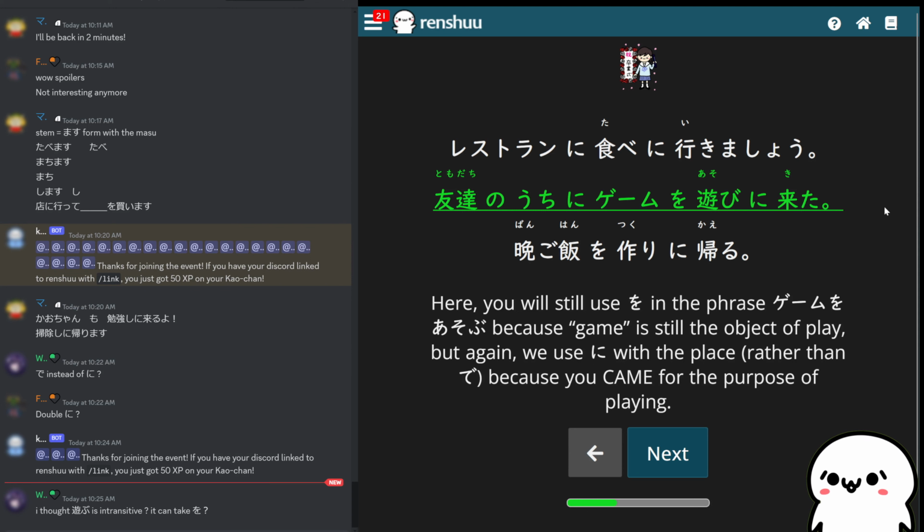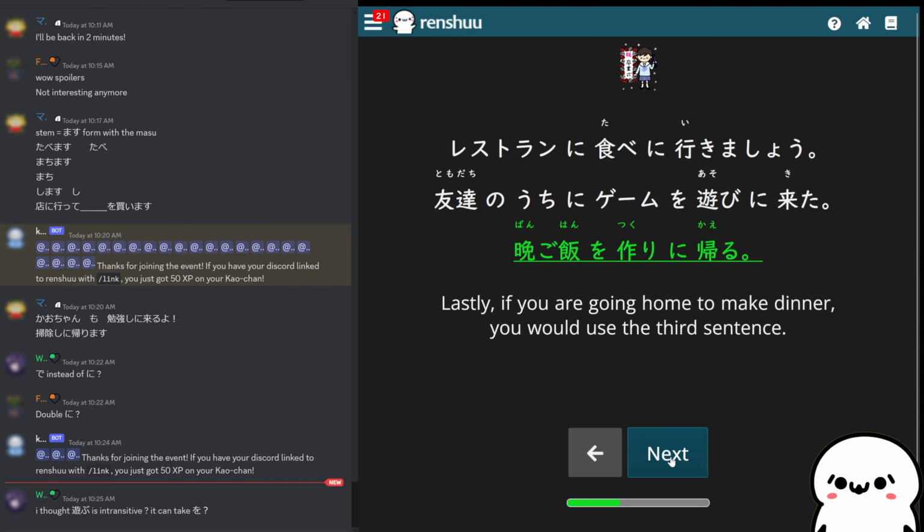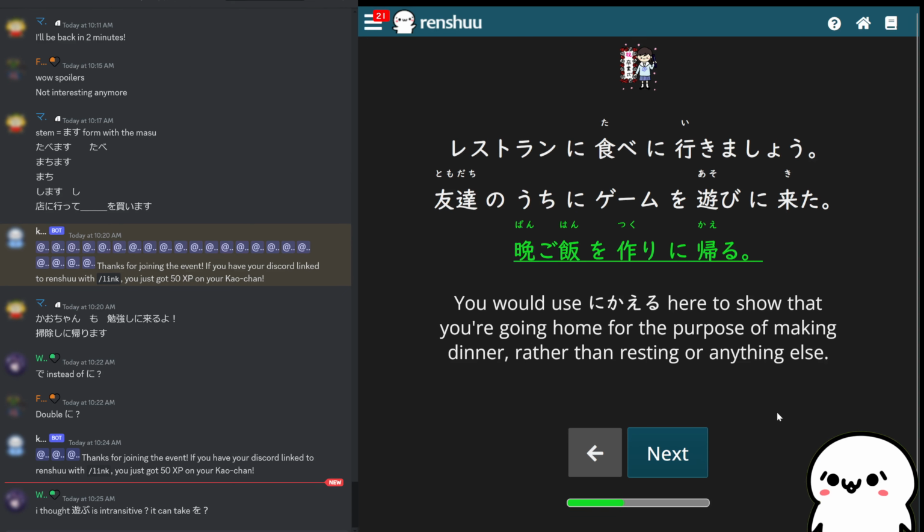So most of the particles are going to be attached to the action, like why you're going. But because we're dealing with movement, any locations are going to be attached to the going, the coming, the returning. Lastly, oh, I'm returning home. Why am I returning home? To cook or to make. In this case, we'd probably say make. To make dinner or to cook dinner. So, put another way, these verb stems plus ni are being used to show the purpose of the movement.